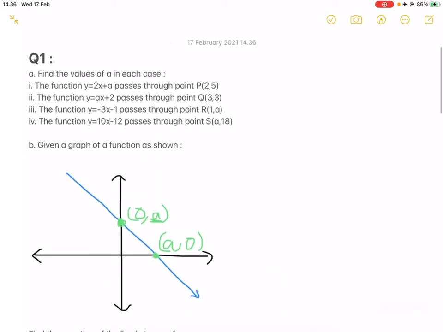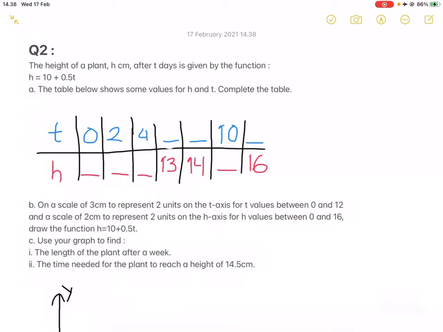Let's jump into the second one. Alright, for the second question, it is another application of this linear function type problems. So it says the height of a plant, in centimeters, after t days is given by the function h is equal to 10 plus 0.5t. And we have this table right here. Well, it's pretty simple. You can just substitute in a given value, either t or h, and then from that you can just solve for the unknown.